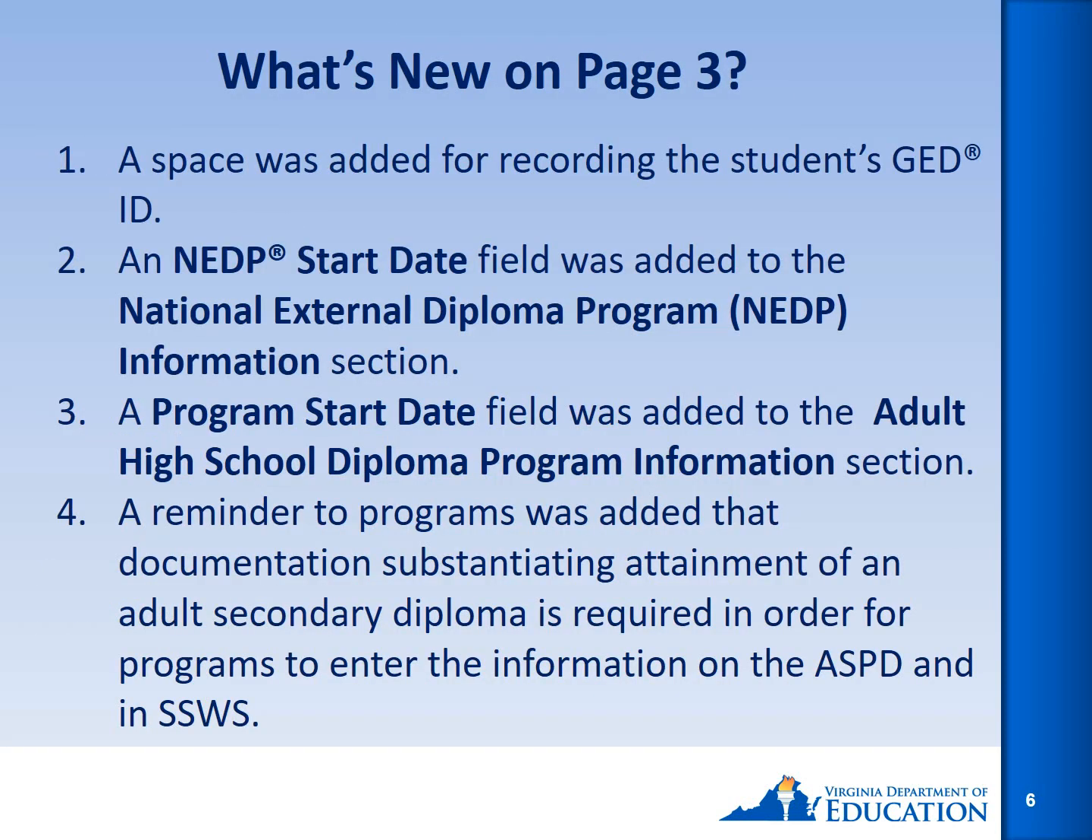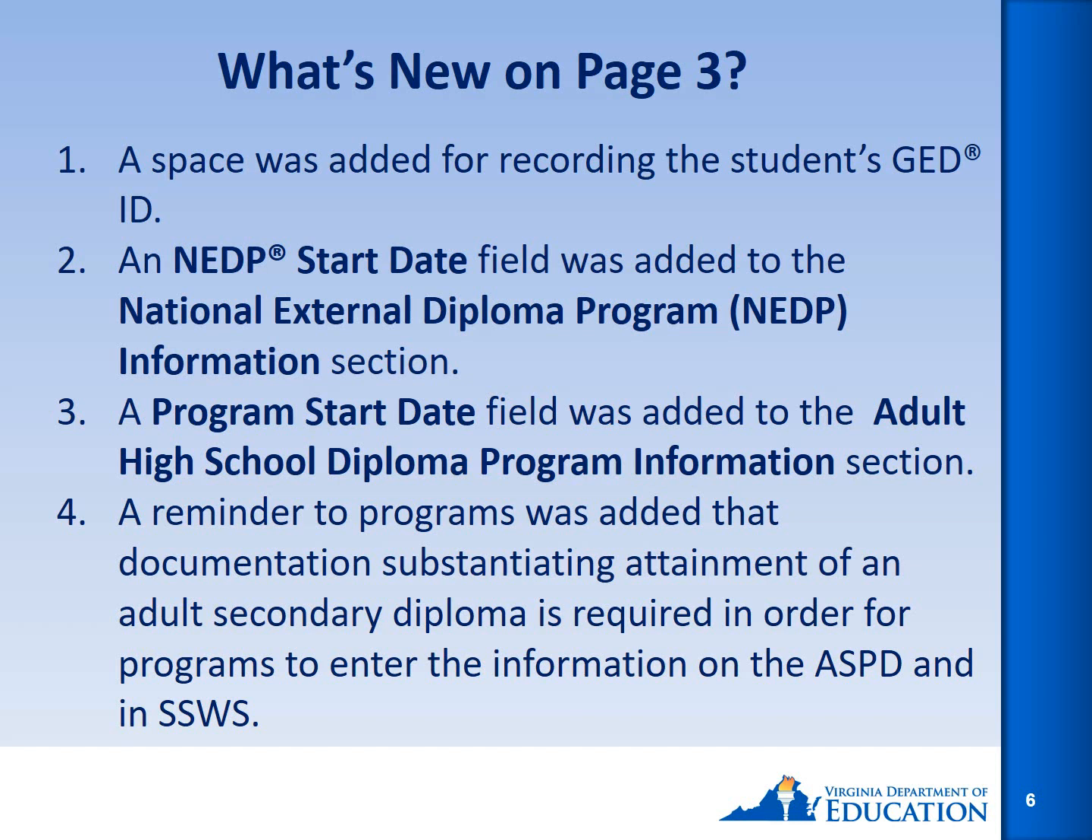Let's move on to page 3 of the ASPD, where we find 4 notable changes. First, a space has been added for recording the student's GED ID. This is not a required item, so if a student does not have a GED ID, there's no need to enter anything. However, because evaluating credential attainment for earning a GED requires matching on the GED ID, programs should enter a GED ID for any student who has taken one or more of the GED subject tests.